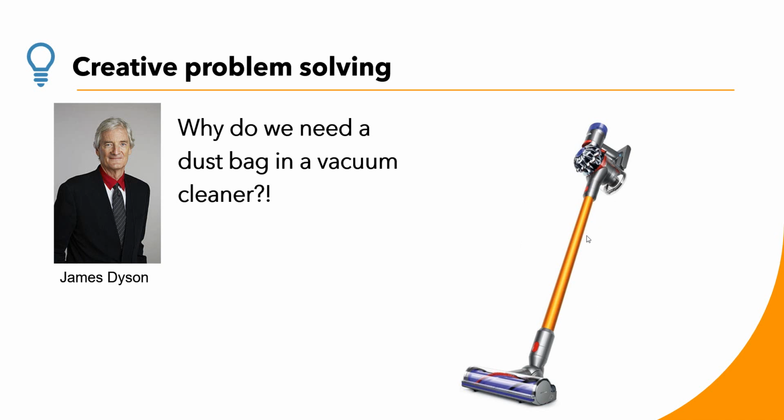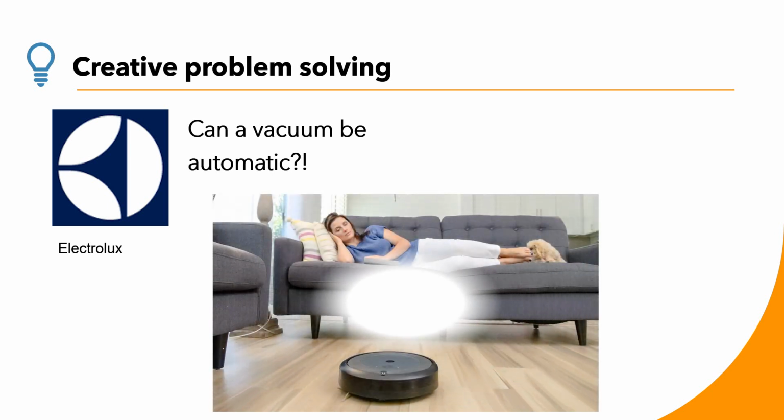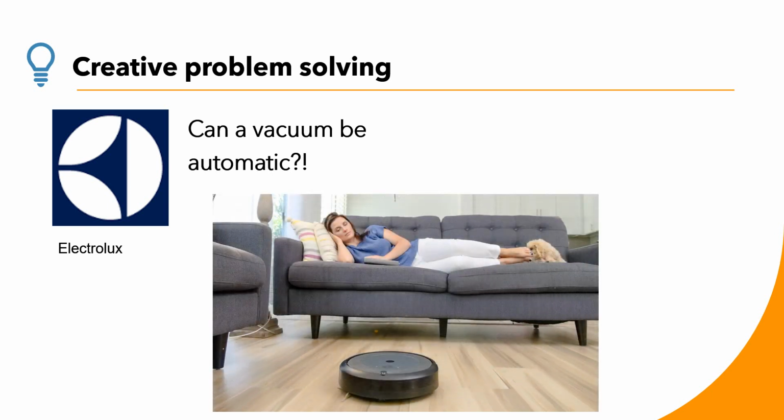So, did the invention of the vacuum cleaner stop there? The Electrolux manufacturing company asked themselves, can a vacuum be automatic? Can we create a vacuum that could operate on its own? So they created a robot that could clean the house by itself, and we can see that the design is different. The vacuum cleaner has a completely different size, different form. So this is how we can come up with creative problem solutions.